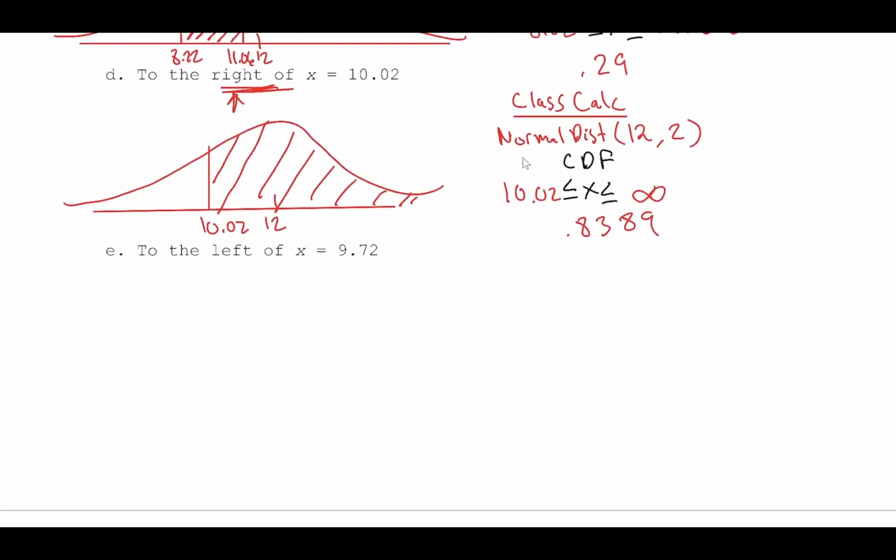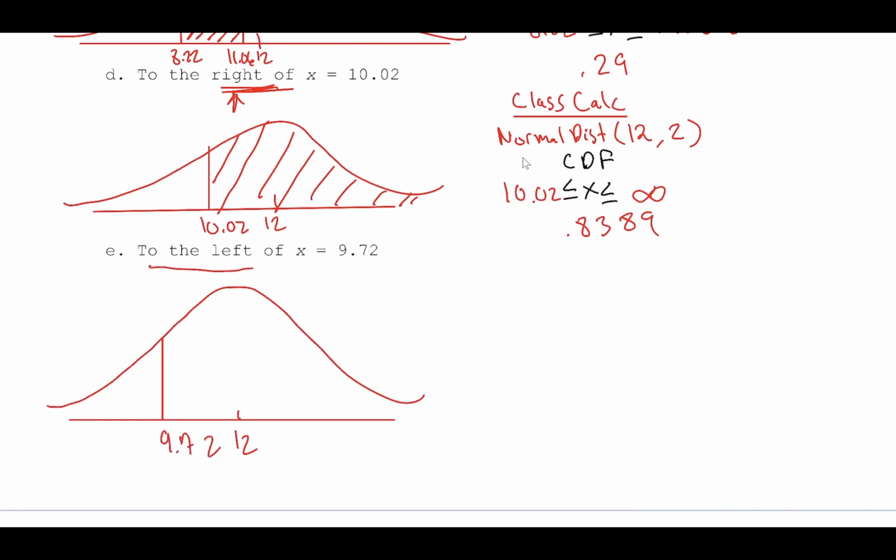All right, so let's do part E. So for part E, it says to the left of x is equal to 9.72. So let's go ahead and draw this. So here you go, 12. Here you go, 9.72, and it says to the left. So since it says to the left, you shade the left-hand side.